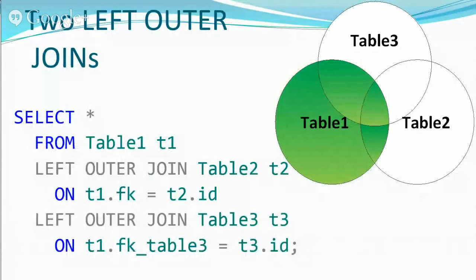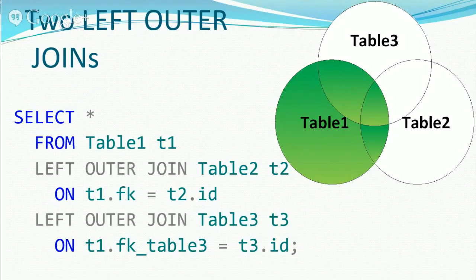Two left outer joins. If you remember from the left outer join, it says give me everything from table 1 matched up with table 2, and if it's not in table 2, give me nulls. In this example, we're saying give me everything from table 1 matched up with table 2 and table 3, and if it doesn't happen to be in table 2 or table 3, give me nulls. But if they do match up, give me the data from those tables.